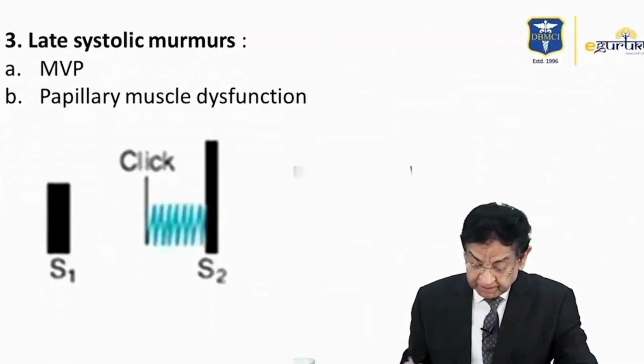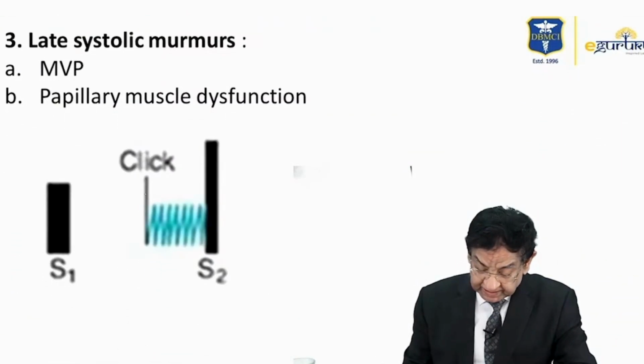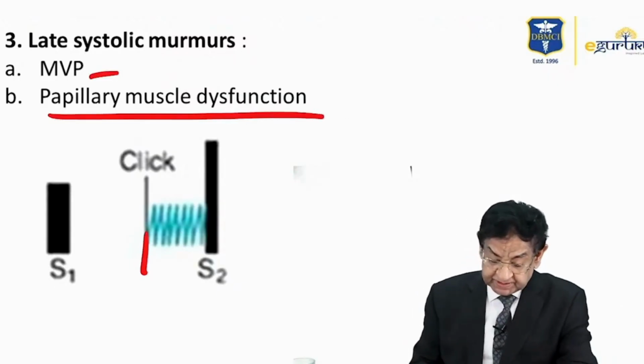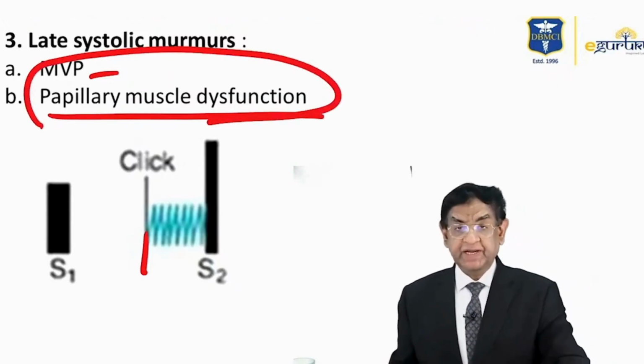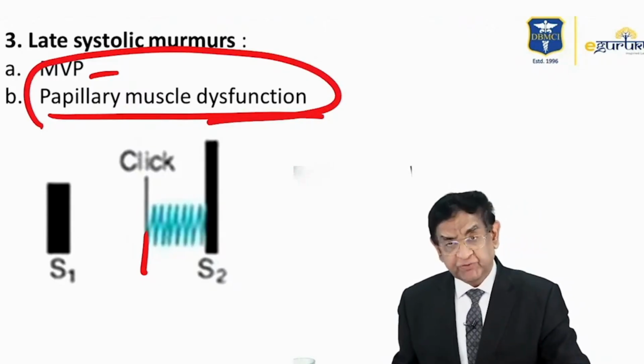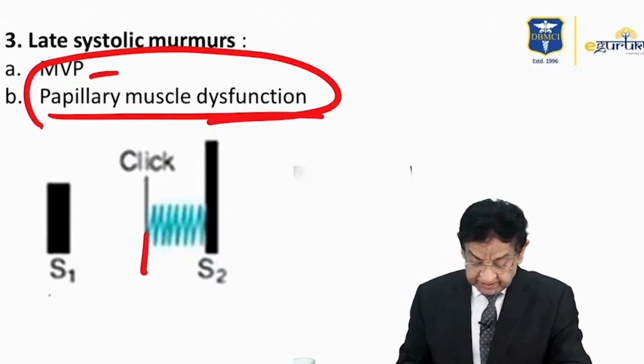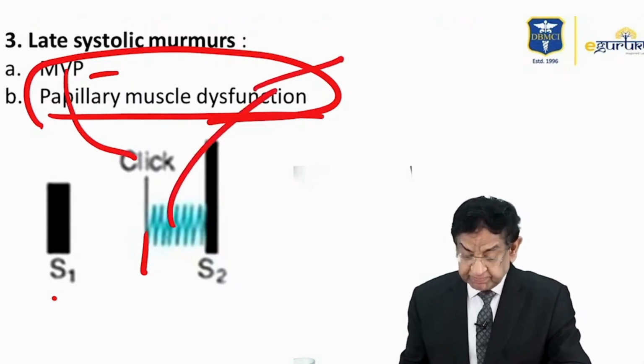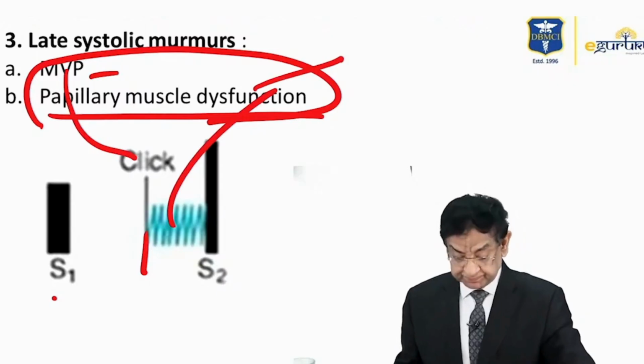Late systolic murmur, you can see the click, MVP, and you can also get it in papillary muscle dysfunction. These two are very frequently asked questions in the various exams. You can see S1, this click means mitral valve collapse. In papillary muscle dysfunction, murmur will be there, but there will be no click.